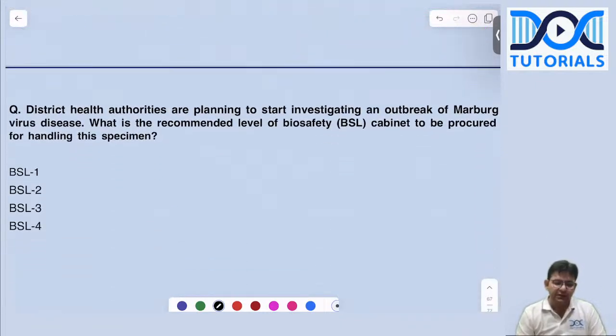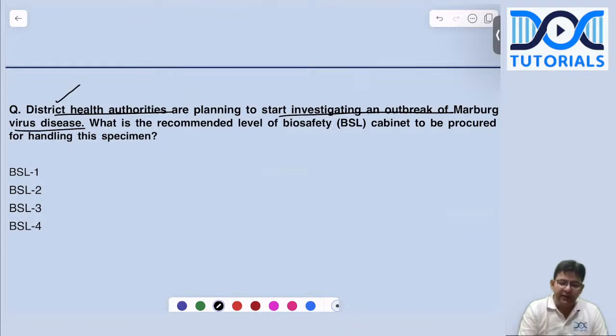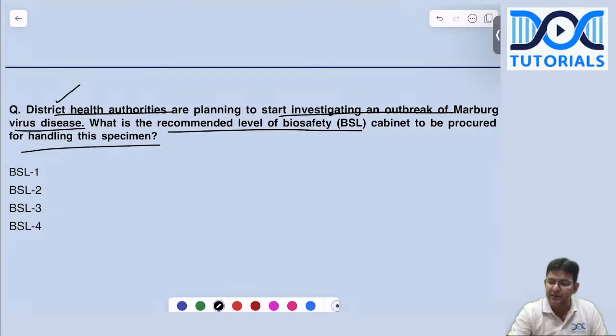Now coming to this, our district health authorities are planning to start investigating an outbreak of Marburg, and this district is where? This district is in Africa because India doesn't have Marburg infection. What is the recommended level of biosafety level for handling this particular specimen? Can you tell me this question?